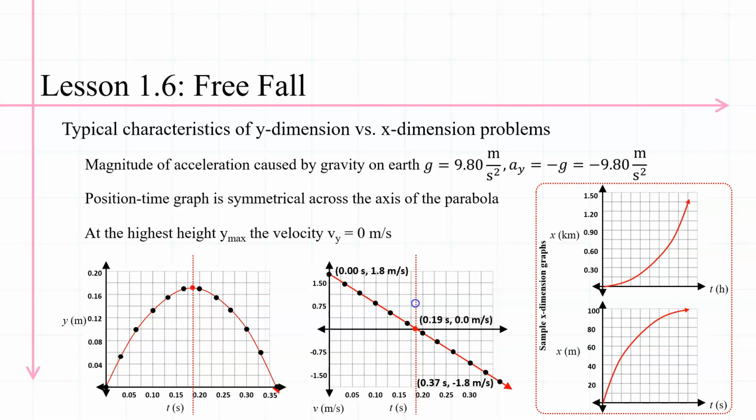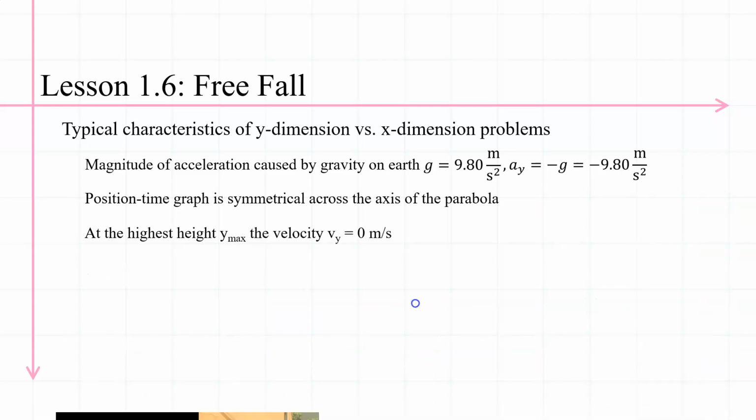Except in cases where you just drop an object from rest or throw an object downward, then you're not going to have the upward half of the parabola. But you can make sense of graphs like that too. The point is that in the y dimension, you're more likely to have both halves of the parabola, and that's why we need to pay attention sometimes to how parabolas are symmetrical.